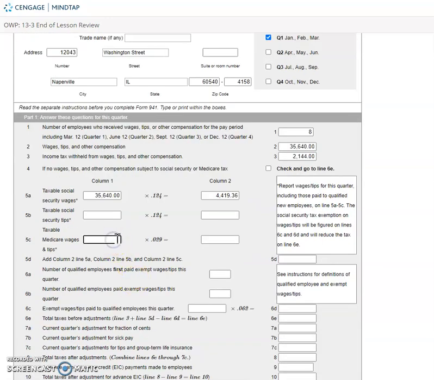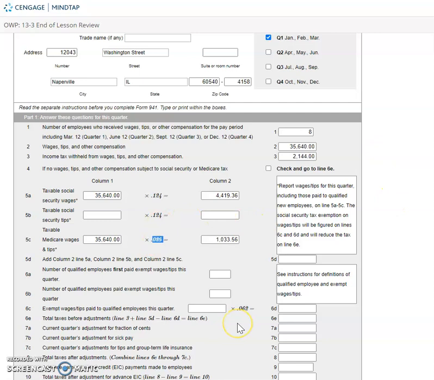Okay. Line 5C, then it says Medicare wages and tips. So again, we're going to look back to number 2, and they're saying how much of these wages and tips can we tax for Medicare. So it's going to be the full amount again, so $35,640. And then again, here they tell us we're going to multiply that by 0.029. I get then 1,033.56.